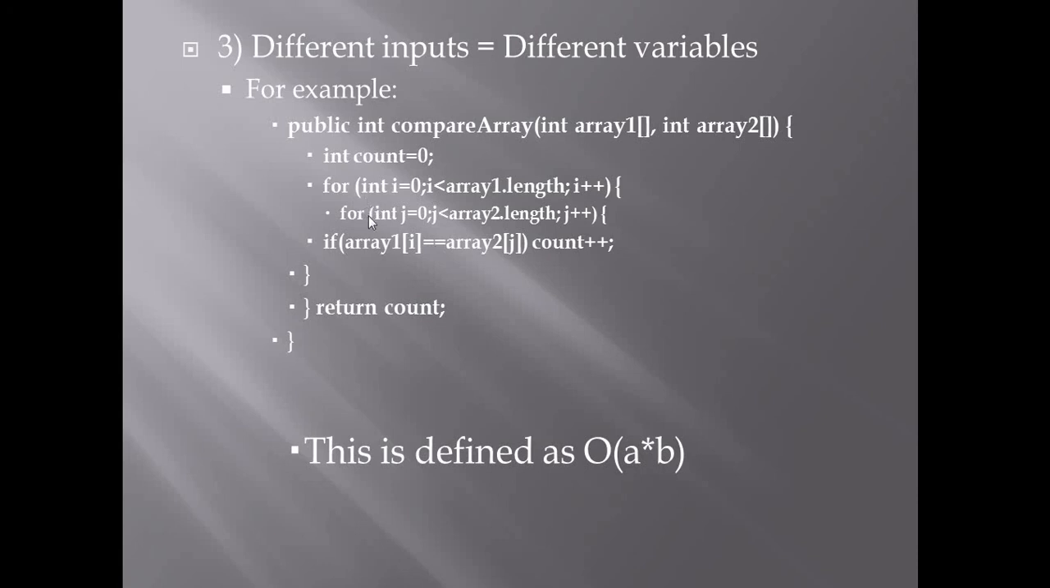But this is not O of n square, because these are two different arrays. So it would be O of A into B, and since it's nested, it is a multiplication over here. If these were in two different steps, as explained earlier, it would have been a plus sign, O of A plus B. So this is the third rule that we need to apply when defining the big O notation for a function.